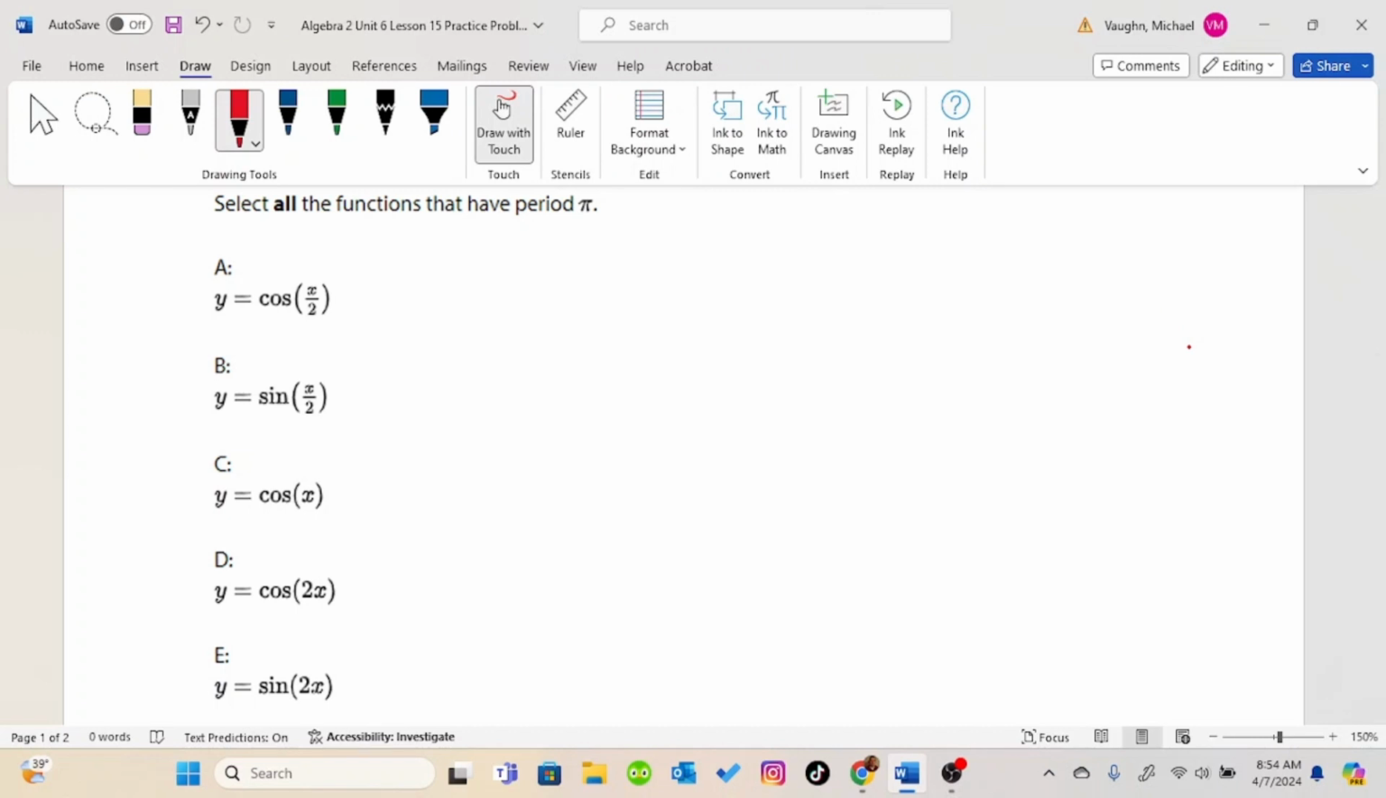Select all the functions that have period of pi. So the number that we multiply by x tells us how many cycles we repeat every 2 pi. The period is how often a cycle completes.